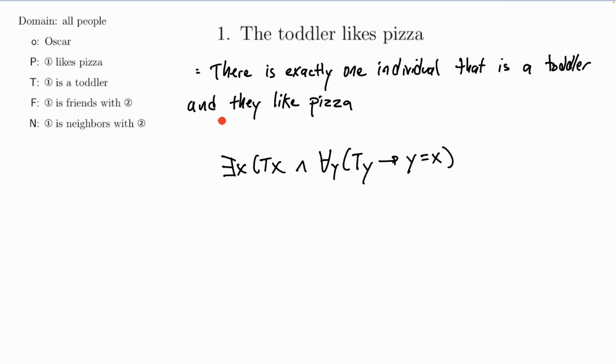And now we have to add that they like pizza. That individual who is the only one that is a toddler, we have to say they like pizza. So we have, there is an X. So we're saying X is a toddler. Anyone who's a toddler has to be identical to X. So this X is the only toddler that exists. And we want to say, and they like pizza. So, and PX. And that captures the statement that the toddler likes pizza, at least assuming Russell's analysis of what that statement is saying.